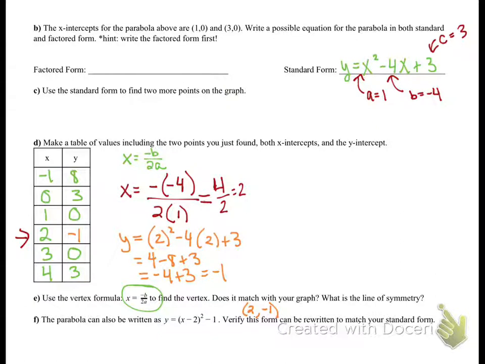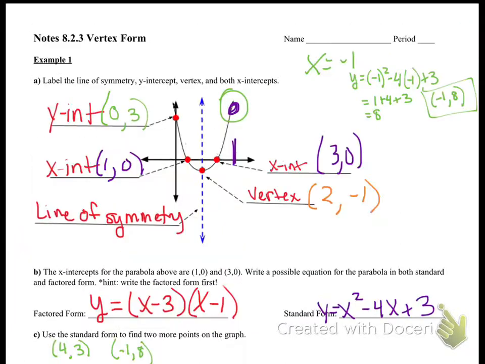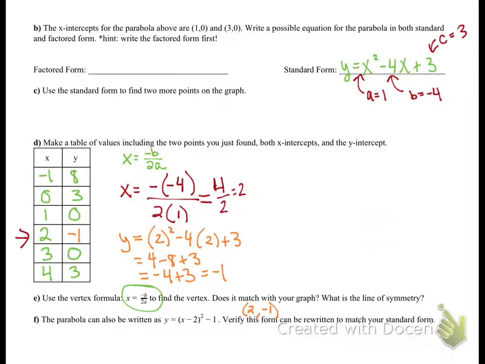Cool. Then it says, what's the line of symmetry? Remember, your line of symmetry is that dotted line that goes down the middle. Your line of symmetry is always an x equals line. It's just the x value of your vertex every single time. So my line of symmetry is x equals 2. It always matches the vertex.